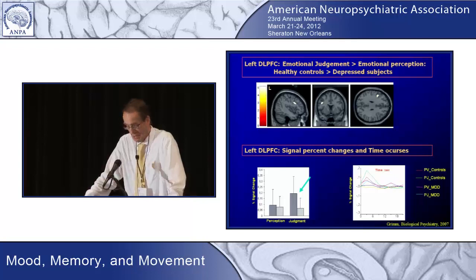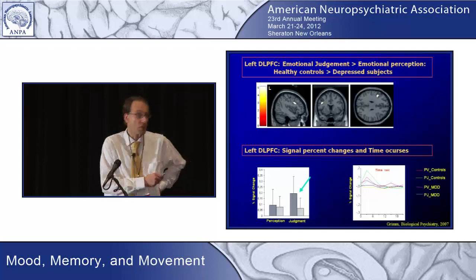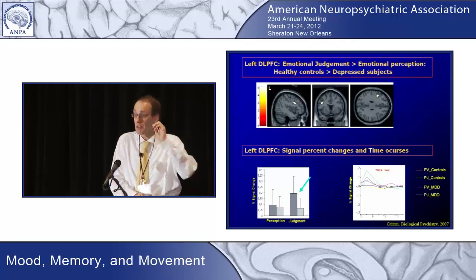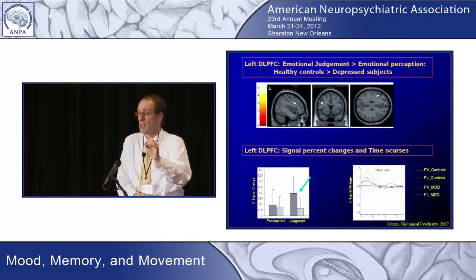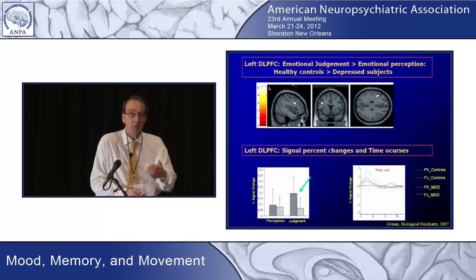And we then plotted the signal changes for these regions during perception and judgment. And that's where it becomes really interesting. Because in perception, here the gray bars are the depressed subjects, the darker bars are the healthy subjects. And you see that in perception, there's no difference between healthy and depressed. But it's only during the judgment, when they have to recruit their cognitive functions. So there seems to be a certain neuropsychological specificity to the hypofunction of the DLPFC in depression, and that may be specifically related to the cognitive abilities.